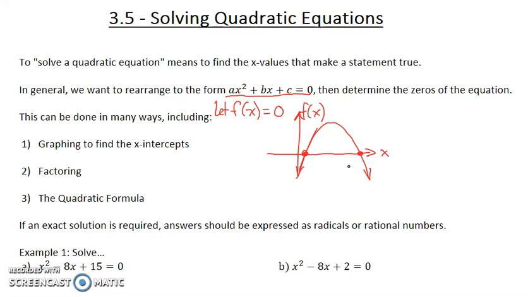We then determine the zeros of the equation, as shown down below. This can be done in many ways, including graphing to find the x-intercepts, as I've done on the right, factoring, which I hope we're very familiar with by now, the quadratic formula, that dreaded equation x equals negative b plus or minus the square root of b squared minus 4ac, divided by 2a. I hope you're finding that equation is less dreaded these days as you're getting more familiar with it. If an exact solution is required, answers should always be expressed as radicals, known as square roots, or rational numbers, fractions.